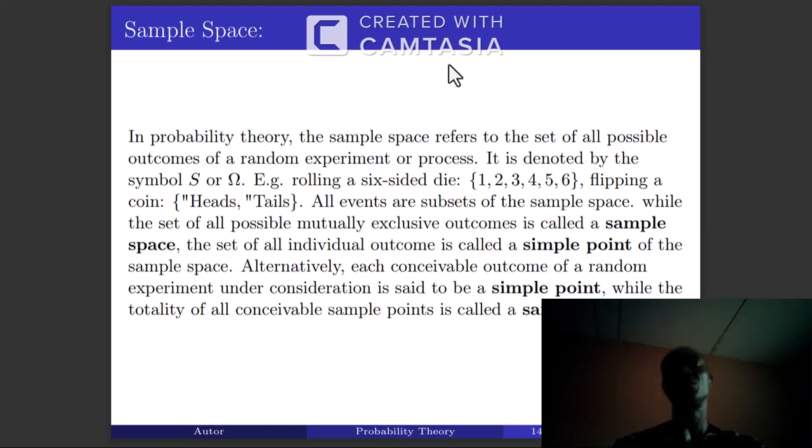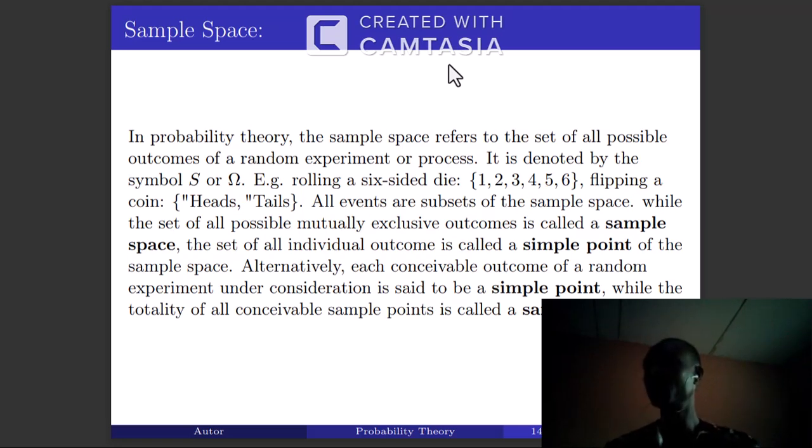The first one is sample space. What is a sample space? It refers to the set of all possible outcomes. Like the example I just gave, it may rain or it may not rain. We have two sample space. So the sample space refers to the set of all possible outcomes of a random experiment or process. It is denoted by capital letter S or omega.